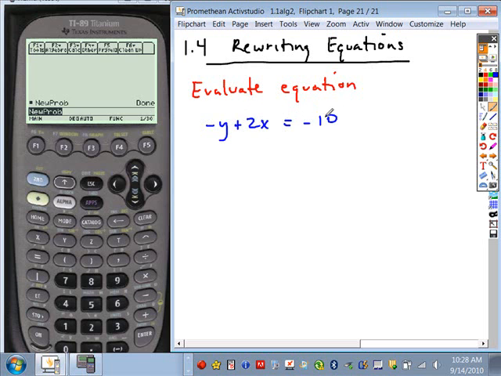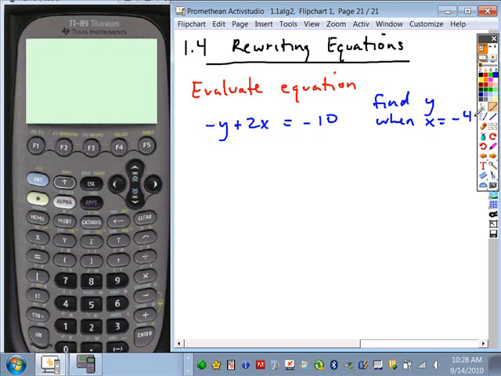But if I gave you this equation and asked you to find y when x is equal to negative 4, I want you to see if you can solve that very quickly, please. A couple ways you can solve it.